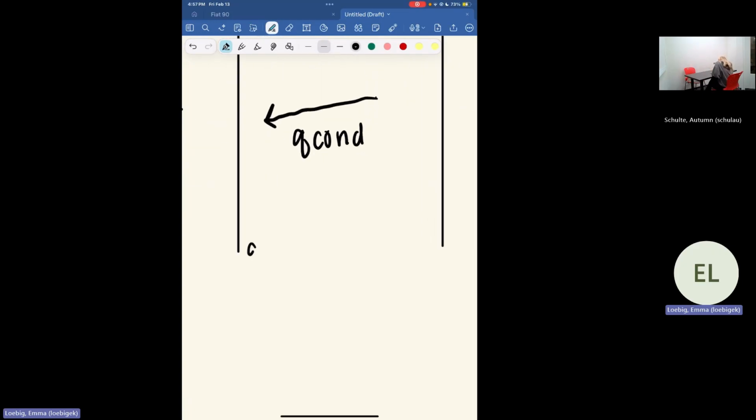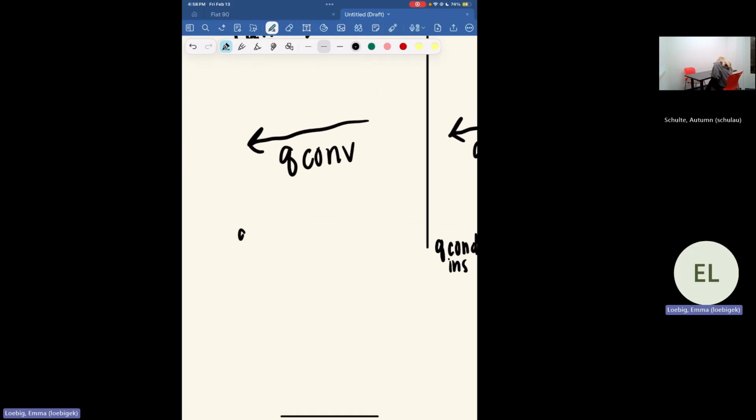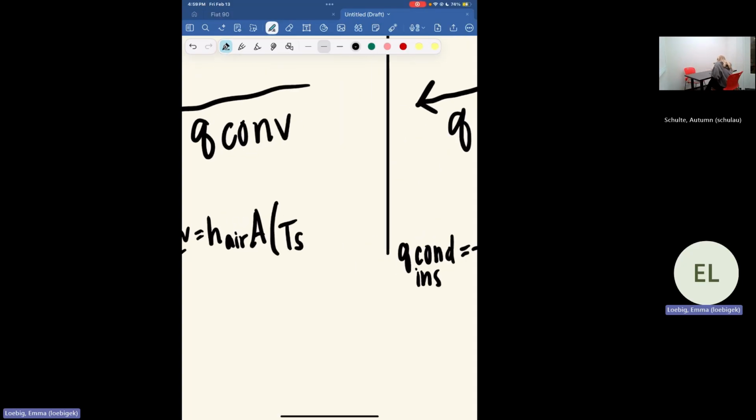And if we remember, those terms are Q conduction of our glass is equal to the negative of the thermal conductivity of the glass multiplied by the area multiplied by the change in temperature with respect to X. Likewise, we had our conduction term for insulation equal to the negative thermal conductivity of our insulation multiplied by the area multiplied by the change in temperature with respect to X. Our convection term for air is the heat transfer coefficient of air multiplied by the area multiplied by the temperature at this surface, we'll denote this as surface 2, minus the temperature of our air.